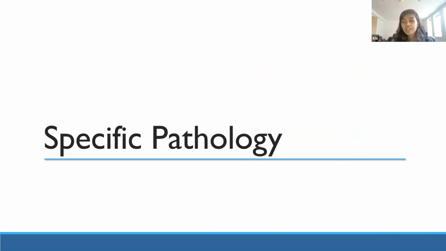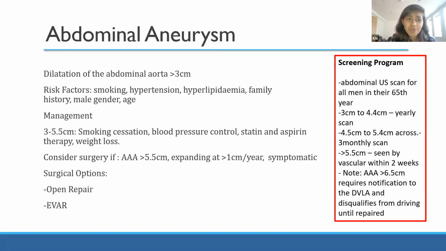So I'm going to cover a little bit of the specific pathology that I thought were useful to go through, that tend to present acutely and can go quite wrong quite quickly. So the big one, abdominal aneurysm. So these can go, so a ruptured AAA is a surgical emergency. Quite often, I think the mortality is about 50% in a ruptured AAA.